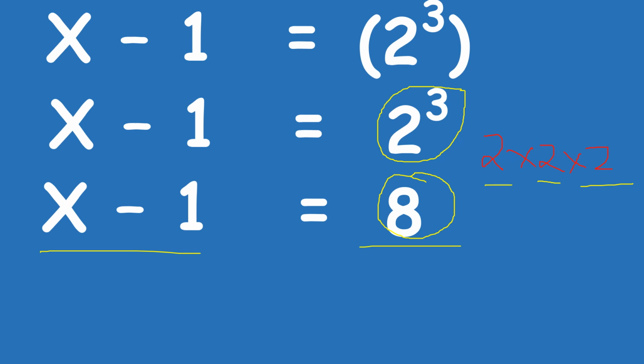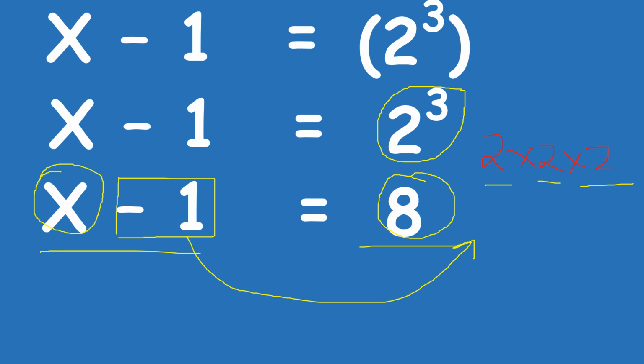If we take this minus 1 to the right hand side to meet this 8, it now will become plus 1. Why are we taking the minus 1 to the right hand side? Because we are grouping like terms. We will leave x alone on the left hand side, but you have a number here, you have another number here, so you take the like terms.